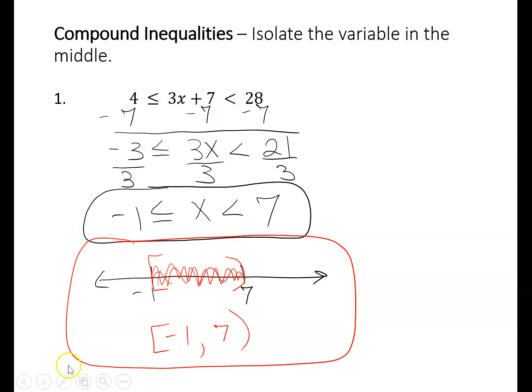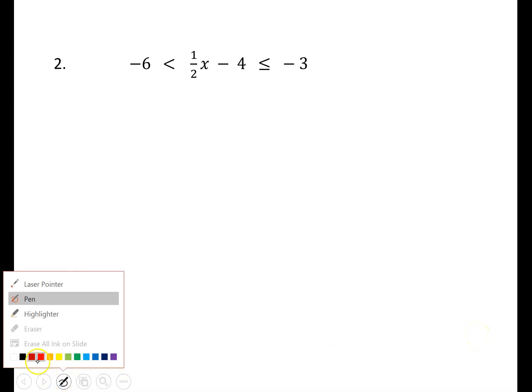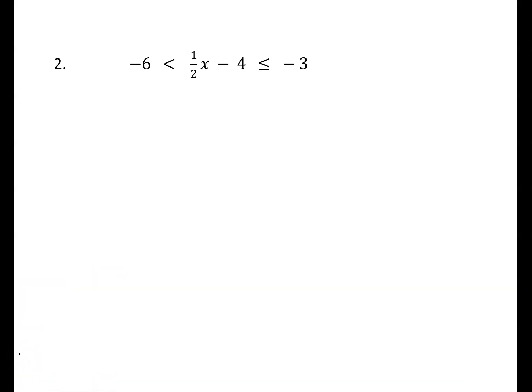So again, that's called a compound inequality. Let's do one more example. We want to get x by itself in the middle. The first step would be to add the 4. Well, you know what? Let's do it a different way. You could add the 4 first and then clear the fraction out. But if I follow through with the order of the steps that I gave you, step 1 was remove parentheses, which we don't have. Step 2 was clear fractions, which we do have. So let's go ahead and do that first.